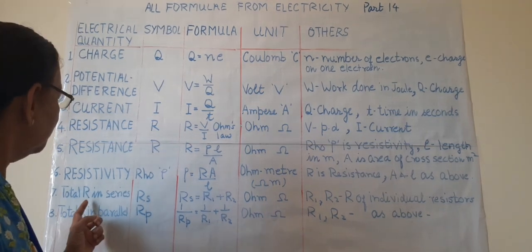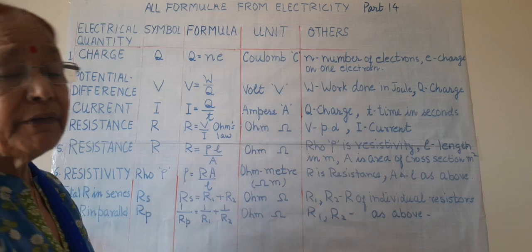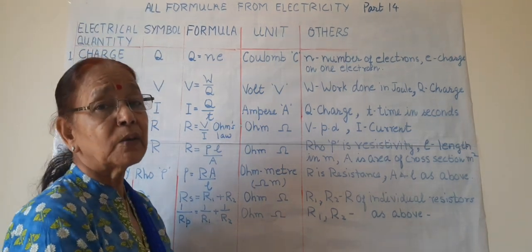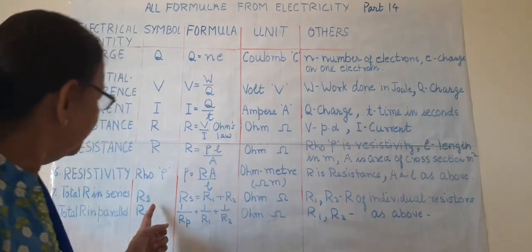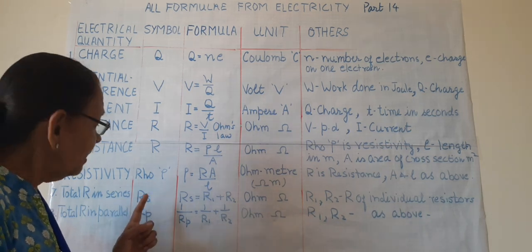Now the next is total resistance in series, or effective resistance in series, or equivalent resistance in series combination of resistors. It is also denoted by RS, R in series, total resistance in series.